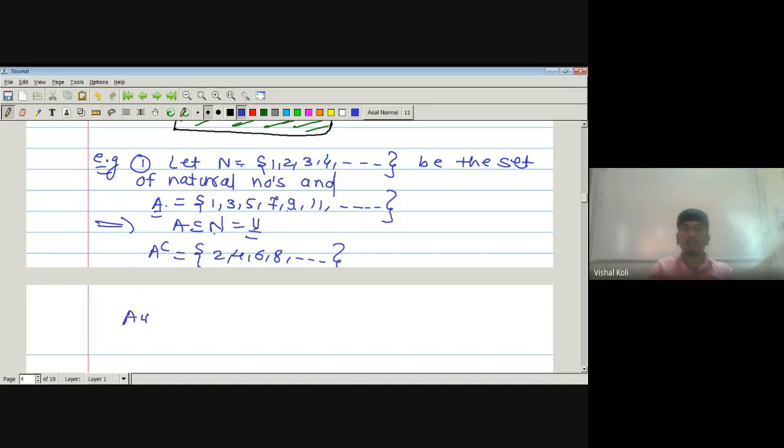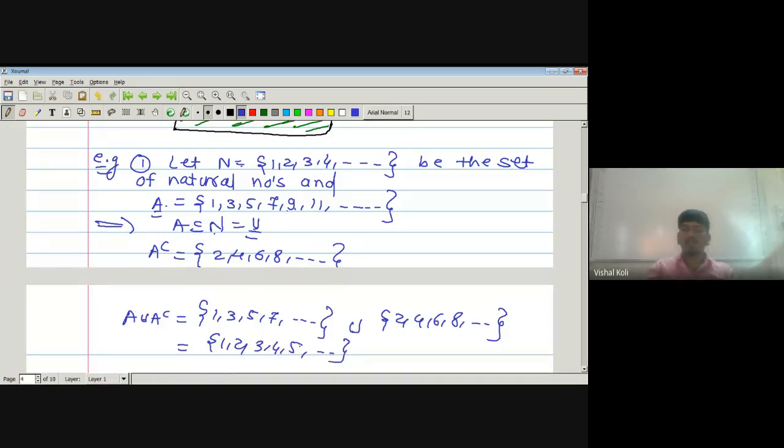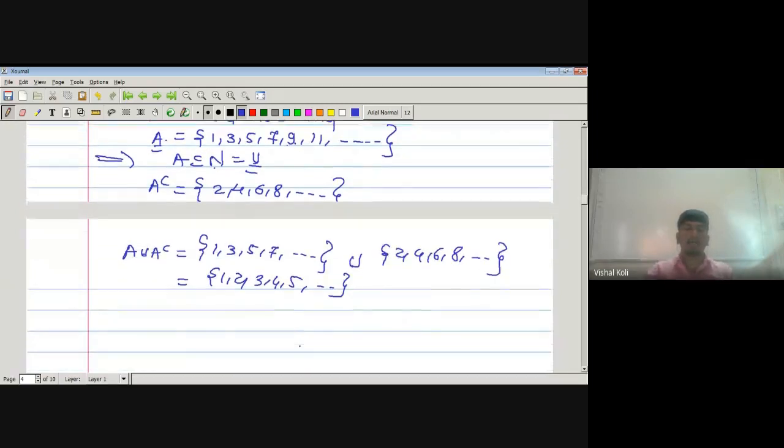Since if we take the union of A and A complement, then we get 1, 3, 5, 7 and so on, union 2, 4, 6, 8, and combining these two we get 1, 2, 3, 4, 5 and so on. That is, we get the set of natural numbers.